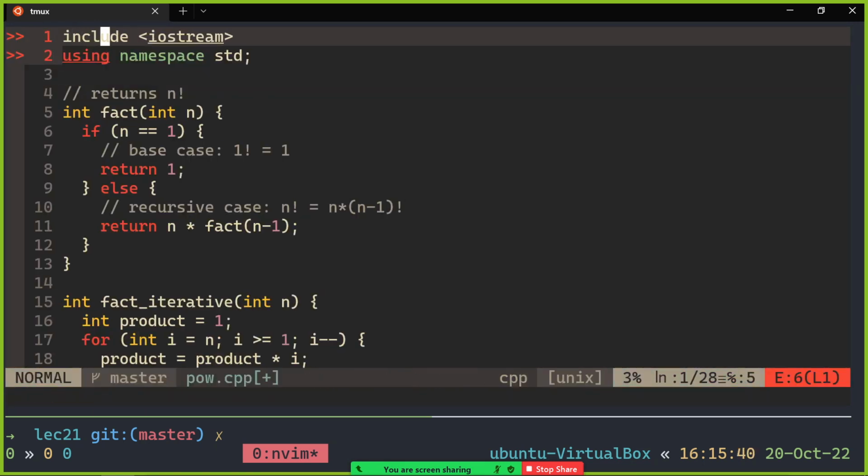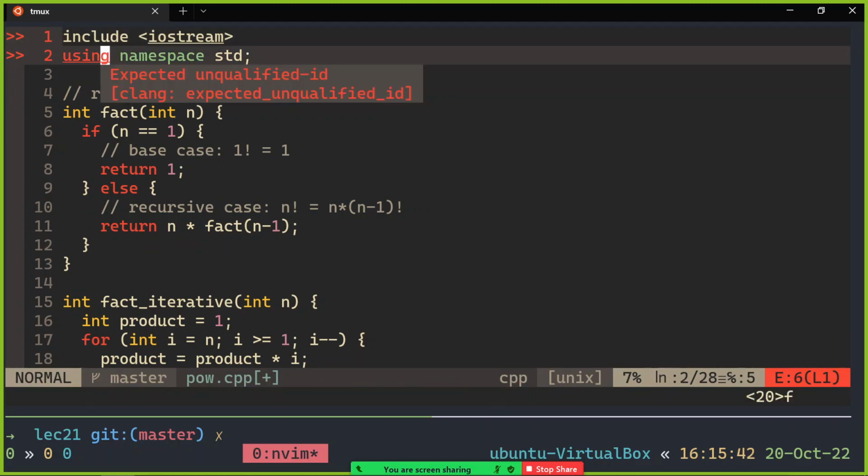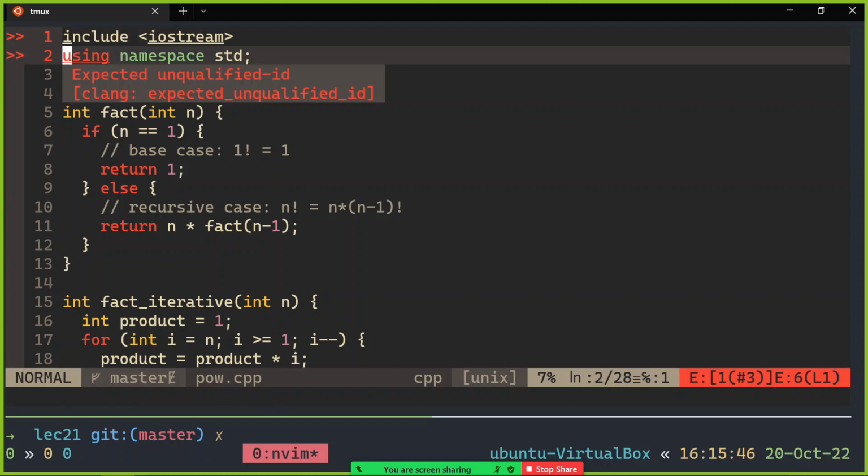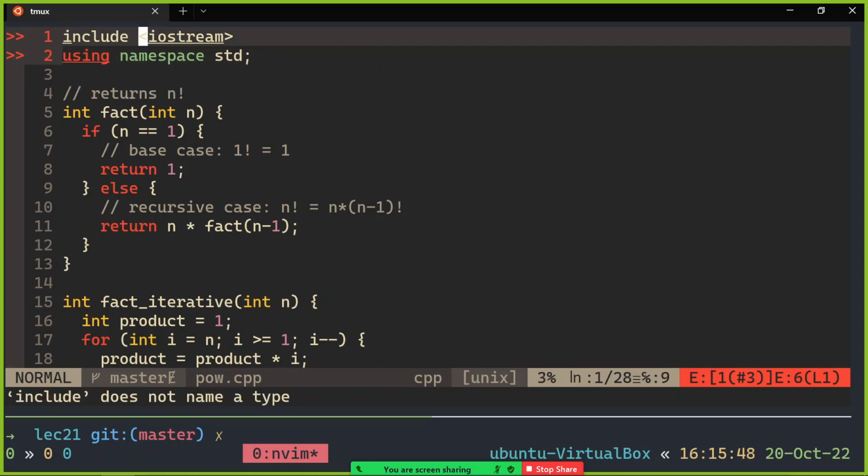Oops. Don't know what happened there. But it seems to be... Why so unhappy? Oh, number sign.